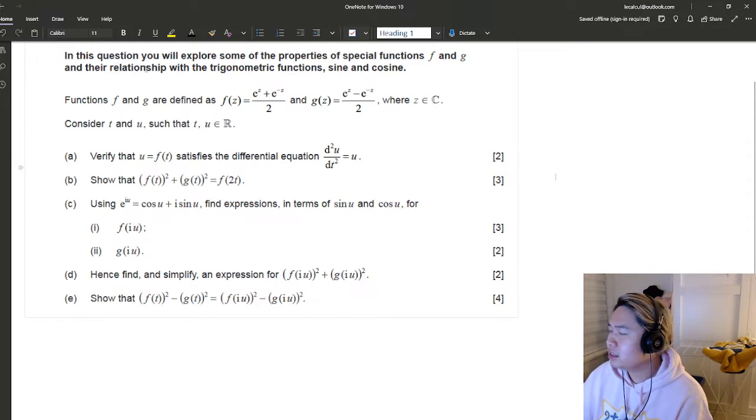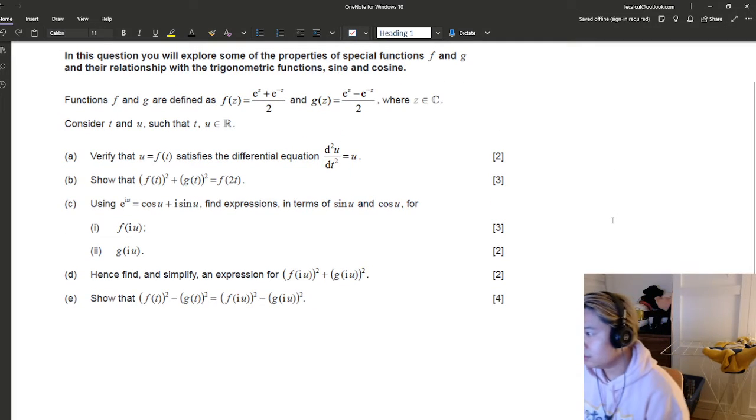Alrighty, we are going to explore special functions. So here's the first one, here's the second one. Z can be complex numbers. T, E, U, and are real numbers. Verify that U, being f of t, satisfies this differential equation.